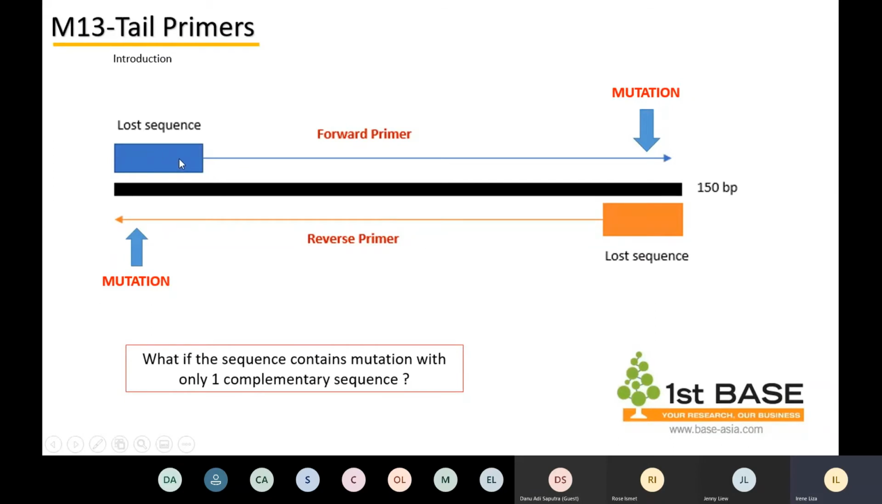So all these can be overcome using M13. You just have to tag on an M13. So now the lost sequences will be M13 and not the sequence of your own.